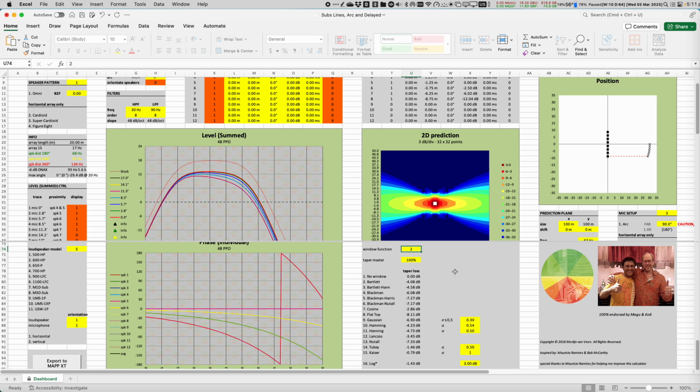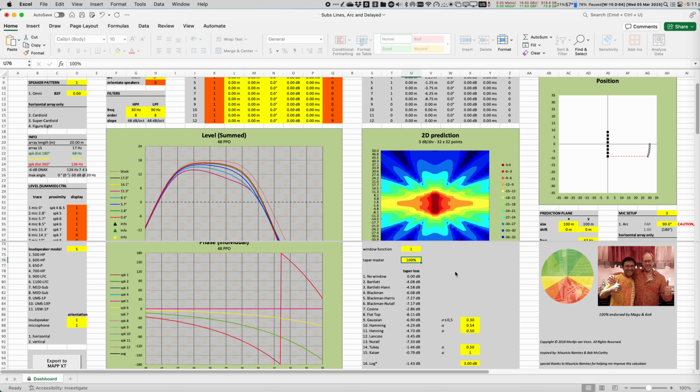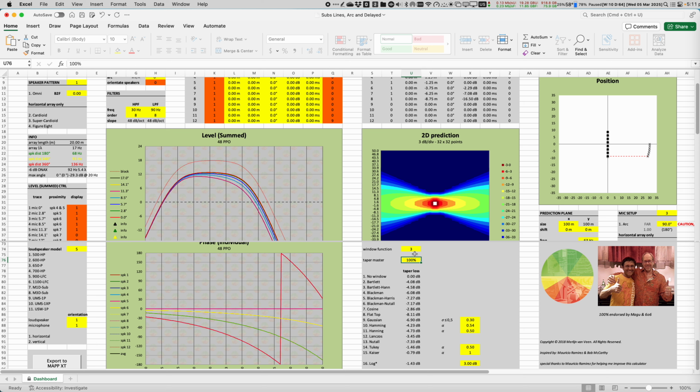Okay, so go back to the original, and now let me do Bartlett-Hann, that is number 3, and Bartlett-Hann looks like this. What is the difference between Bartlett-Hann and Bartlett? The difference is small. You can see that with Bartlett-Hann the attenuation in the laterals is 16 decibels. Remember that before we had 2.5, 6, 12, now 2.29, 7, and 16.